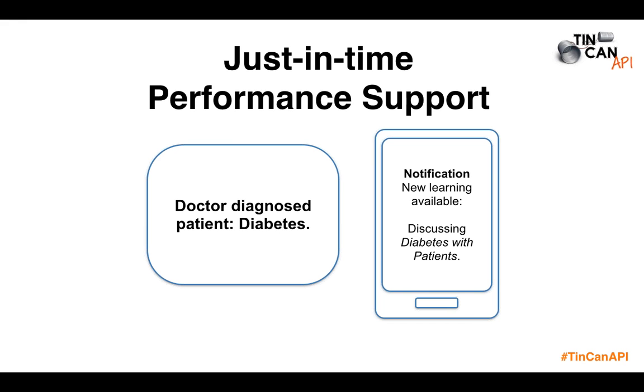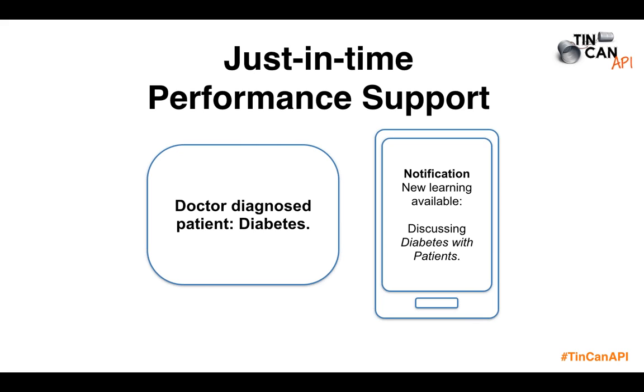Next up, just-in-time performance support. Just-in-time performance support is all about providing the information that somebody needs to do their job at the point of need. A really basic example of that is a sign on a particular machine that tells you how to use that machine. Obviously, in that case, you don't need Tin Can because it's a paper-based sign, but that gives you an idea of the kind of area that we're talking about here.